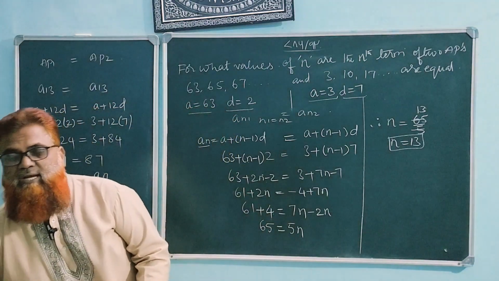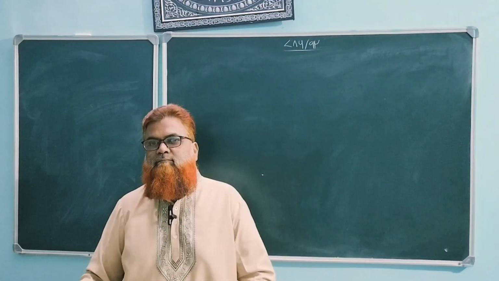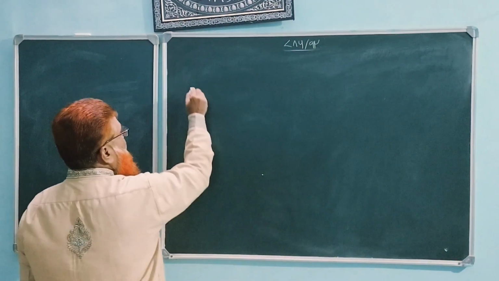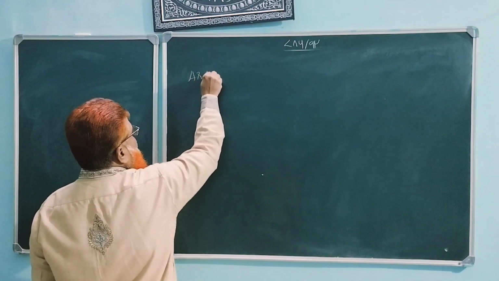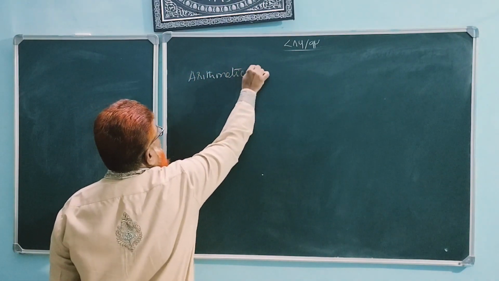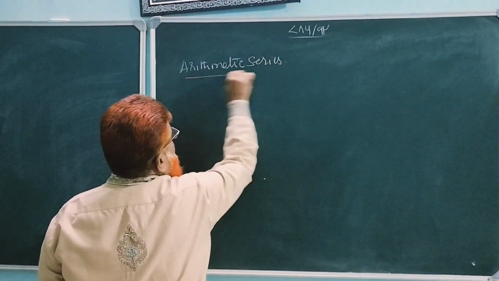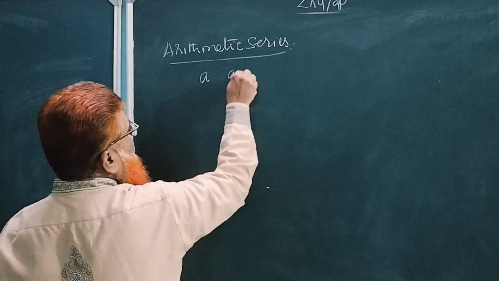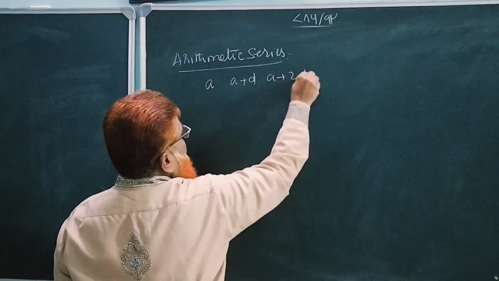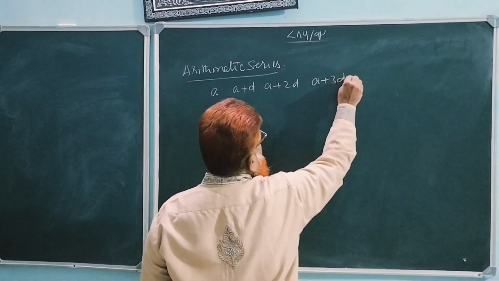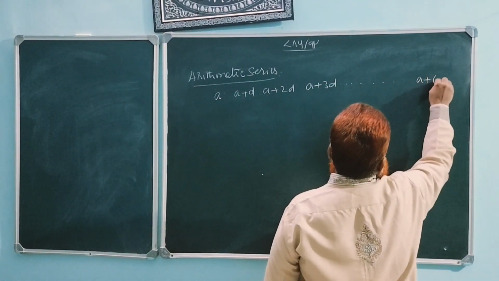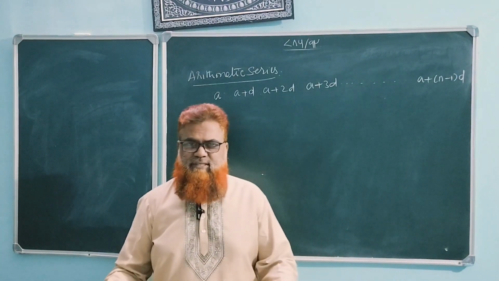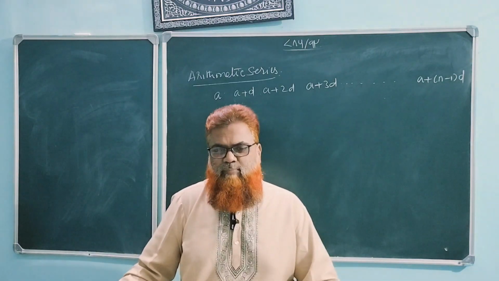Now I am going to give a little introduction to AS, the arithmetic series. What is a series? We know the arithmetic progression a plus d, a plus 2d, a plus 3d, etc. The last term is a plus (n minus 1) into d. These are the first term, second term, third term, fourth term and nth term.